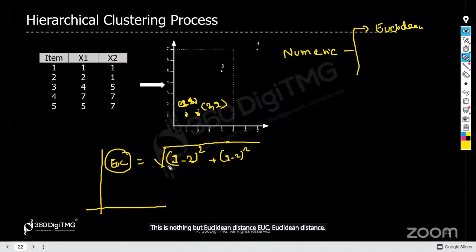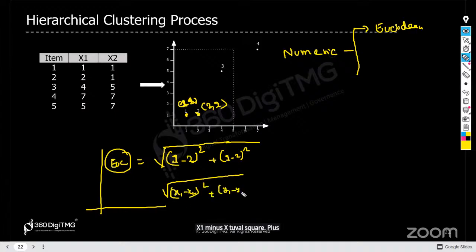Whenever we find the distance using this formula, x1 minus x2 whole square plus y1 minus y2 whole square, under root, we call it Euclidean distance. We will use this formula to find the distance. I guess most of you might know about this Euclidean distance.